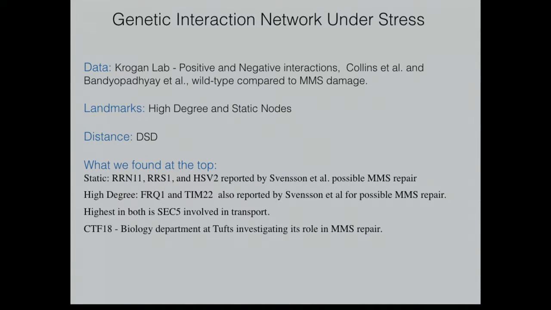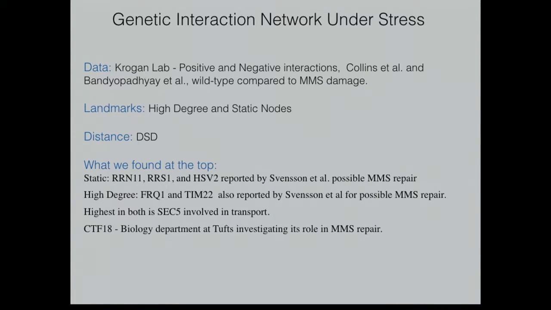reported as MMS repair. The highest in both, static in this, was actually a transport gene. This was actually an undergraduate that did this work, and she ran to her biologist professor and said, why is this happening? And she correctly hypothesized that, of course, the transport is going to clean out the cell. So if you damage it with DNA, you're going to see this signal from a transport because of repairing or cleaning the cell.